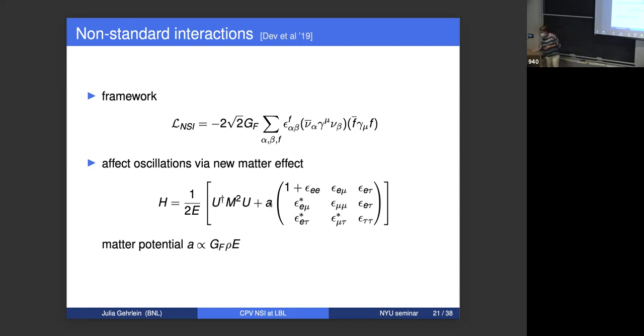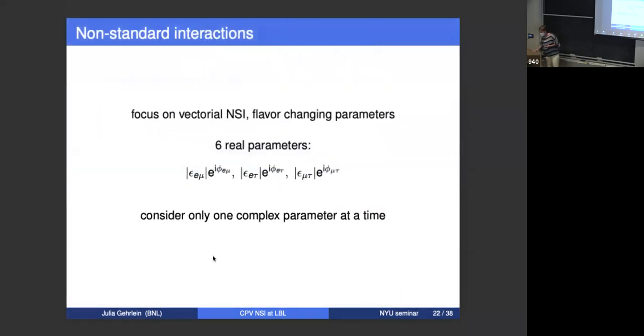The matter potential A here is proportional to the Fermi constant, the matter density, but also the energy. In the following, I'm going to focus on vectorial non-standard interactions and on flavor-changing parameters. This leaves us with six real parameters we are going to study, the absolute value and the phase of the flavor-changing NSI parameters. And for simplicity, we will only consider one complex parameter at a time.